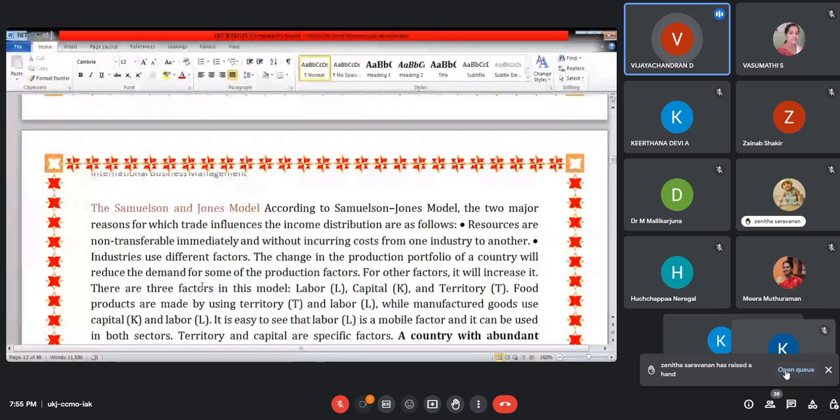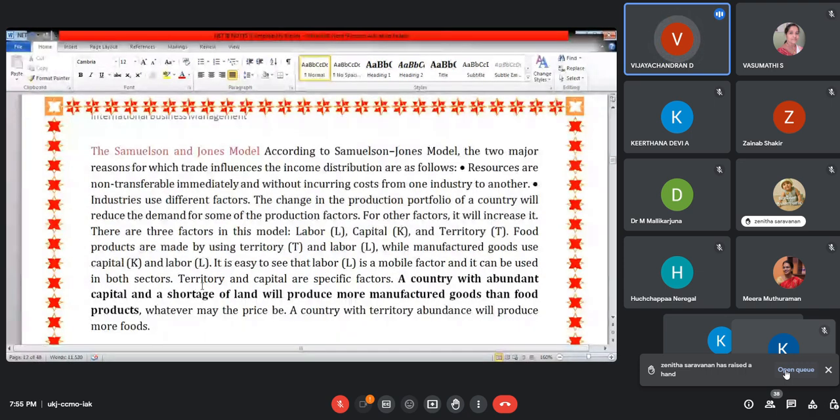A country with abundant capital and a shortage of land will produce more manufactured goods than food products. With more capital, they will go for capital-based products. They will not go for labor-based products, due to the shortage of labor. So export or import is purely based on the factors available in one country. So SJ means what? SJ means Samuelson-Jones model. That is what? F. SJ means F, factor theory.